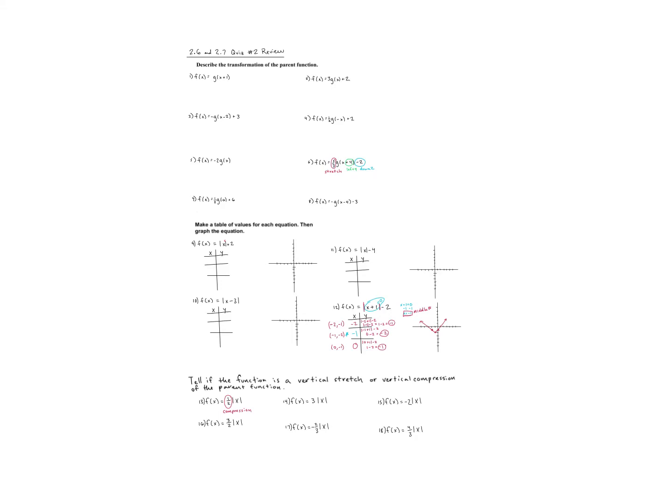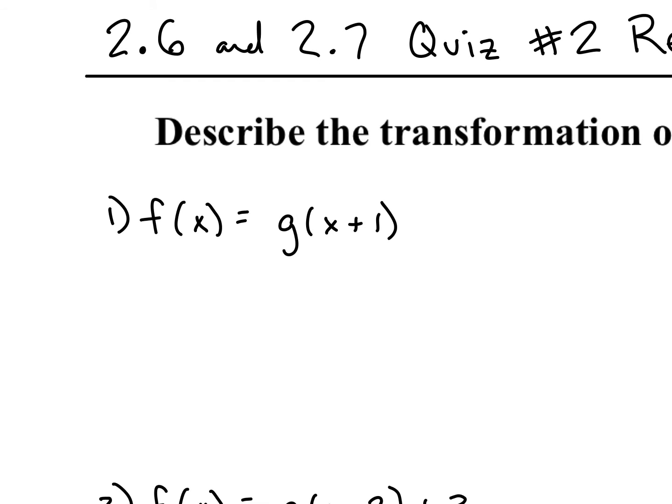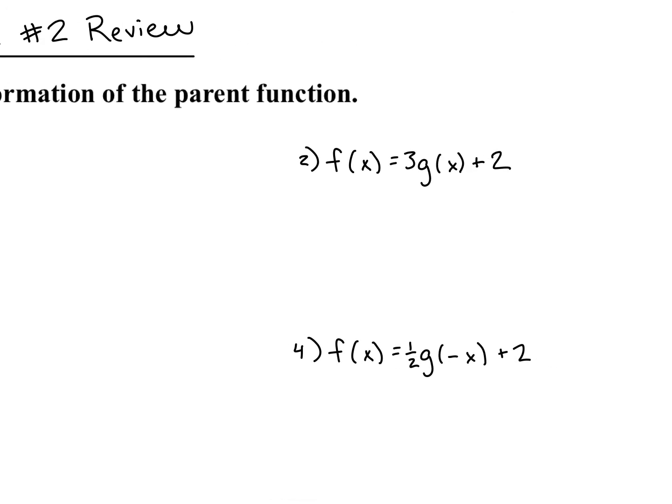All right, so let's take a look at the review. Quiz is on 2.6 and 2.7. So the first part is just describing transformations. Paula, what does this +1 do? Left 1. Awesome. When it's inside the parentheses, it's moving left and right. So when it's plus, it's left.